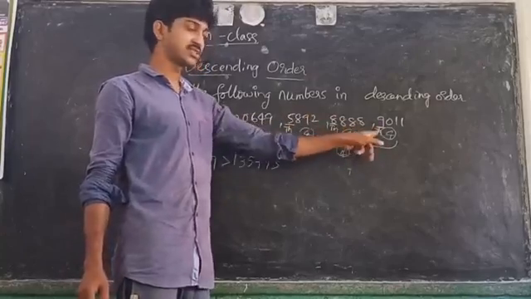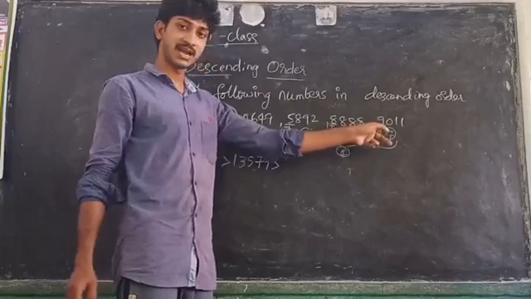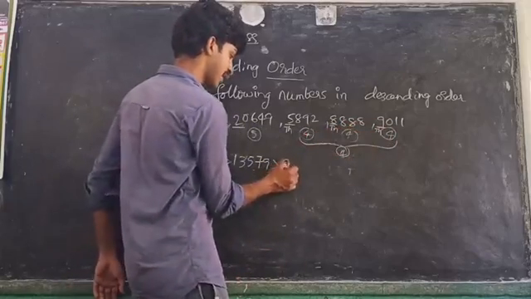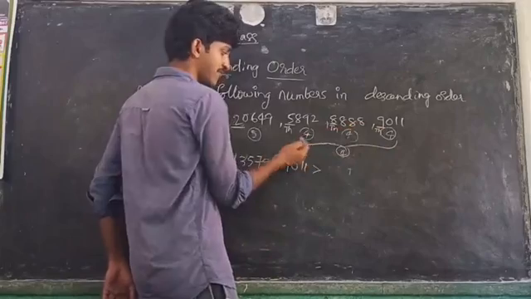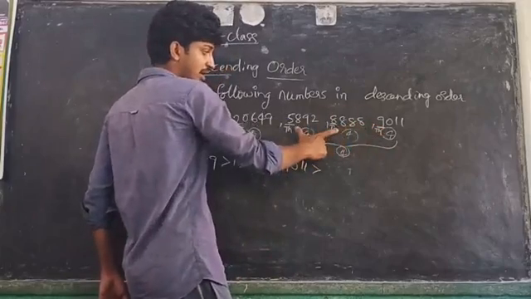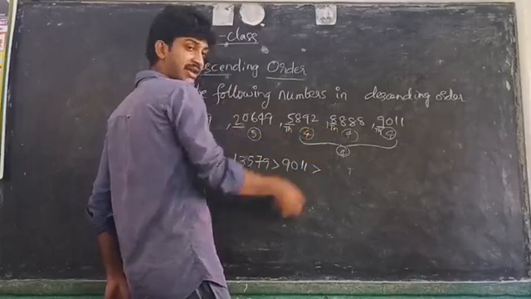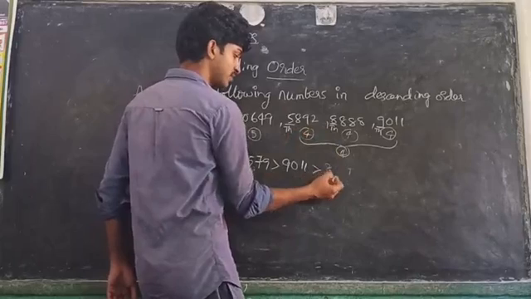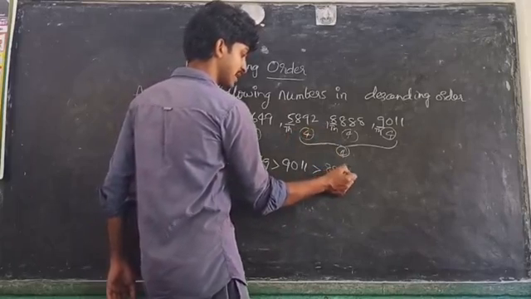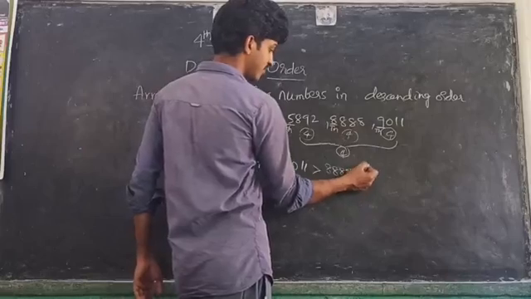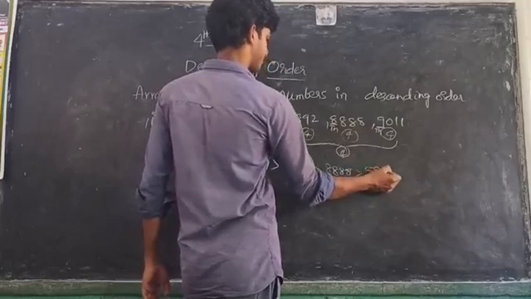Among these three numbers, which number is greater? 9 is greater. So the next greatest number is 9011. When this number is completed, now compare these two numbers. In these two numbers, which number is greater? Here 5 and here 8. 8 is greater. So 8888 is the next highest number, and the remaining number is 5890.